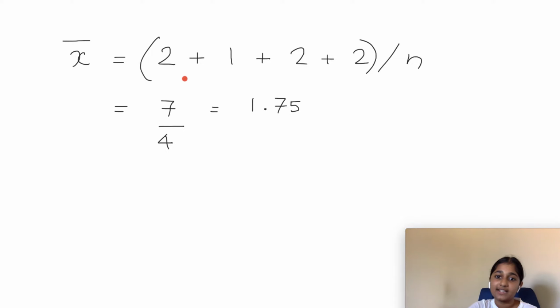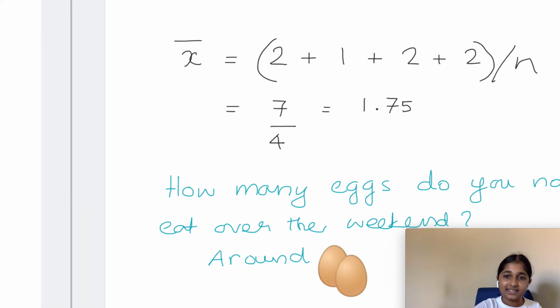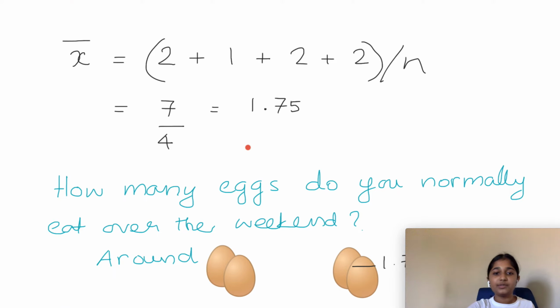So what I would do is add all these together, 2 plus 1 plus 2 plus 2, which would equal 7. And then I divide that by n, which is, again, the number of numbers. So 7 divided by 4 would equal 1.75. But that's a bit of a weird answer, right? Like, who would answer with a decimal? So you would just round that to the closest whole number, which is 2. So you would just answer, oh, I had around 2 eggs.